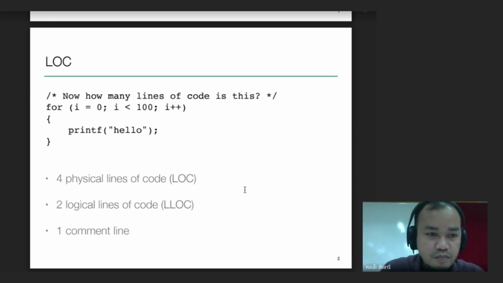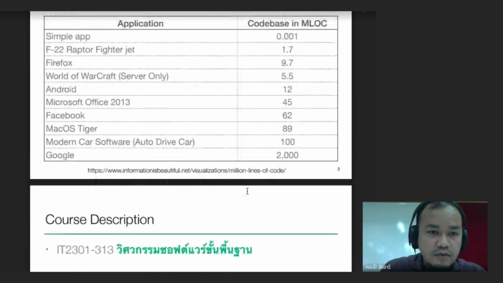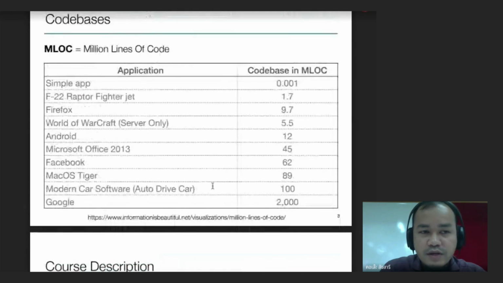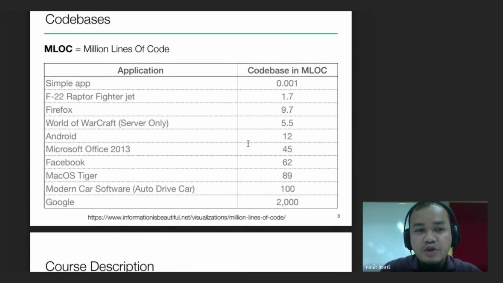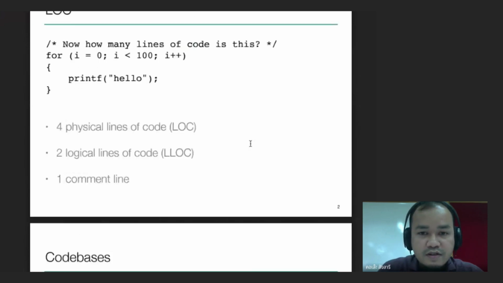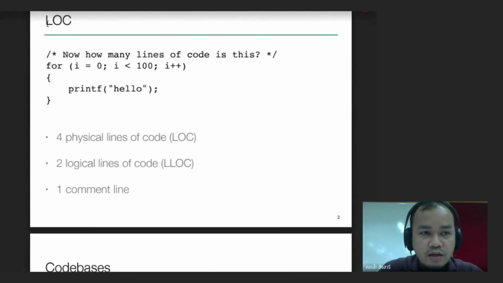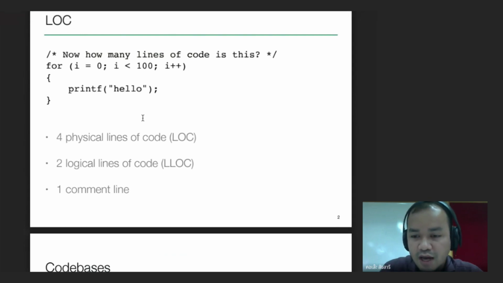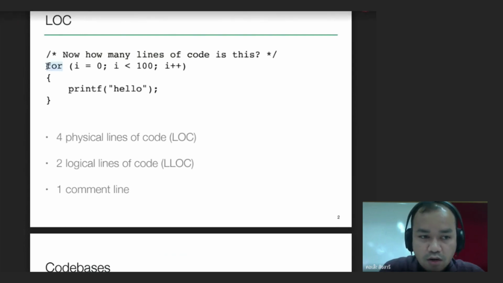If we look at the example of a code base, it is measured in millions. Looking at the first line, a line of code means every single line of code. One line is one line of code, this is another line, and together we call this 4 lines of code.